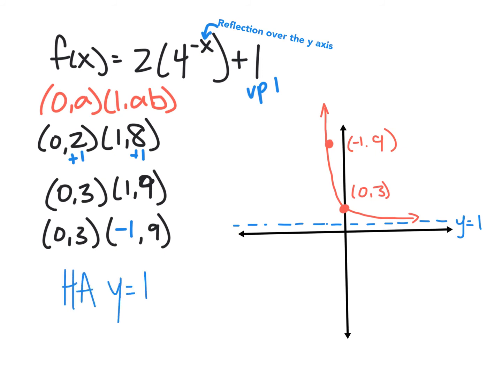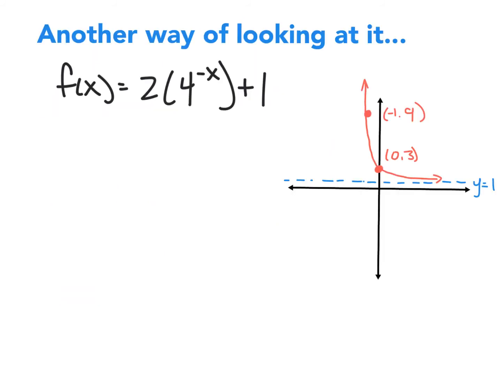And so with these exponential graphs, sometimes we'll be dealing with graphs without numbers. As long as we label our points and our asymptote, we're fine. Now there's also another way of looking at this problem. We could have looked at this as f(x) equals 2 times (4 to the negative 1) to the x, plus 1. And that would just be 2 times (1/4) to the x, plus 1.